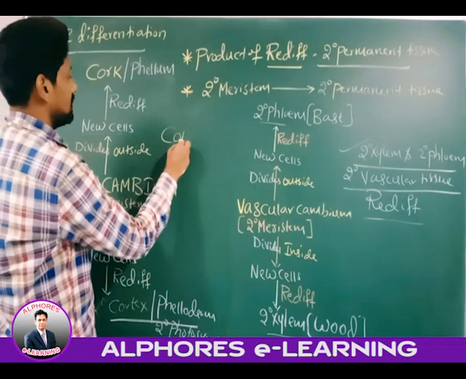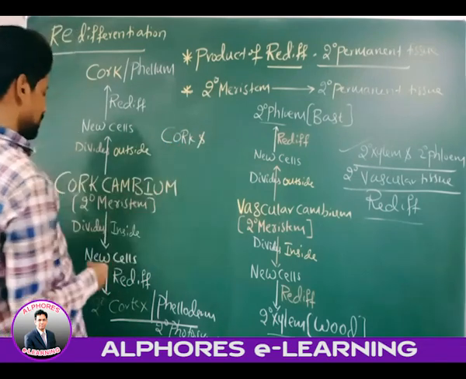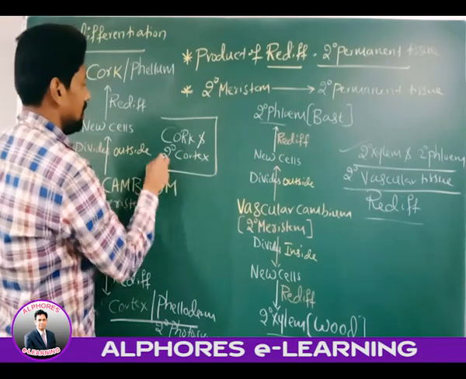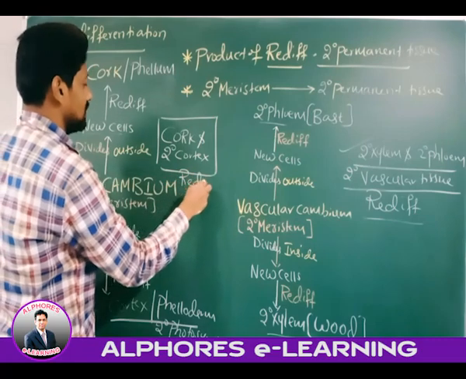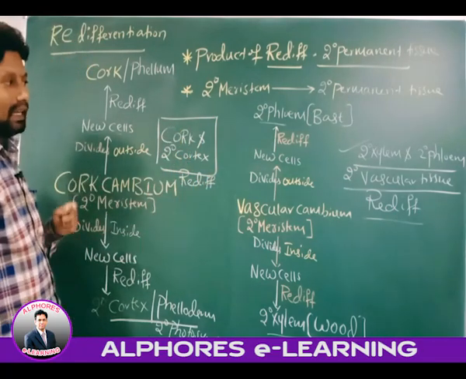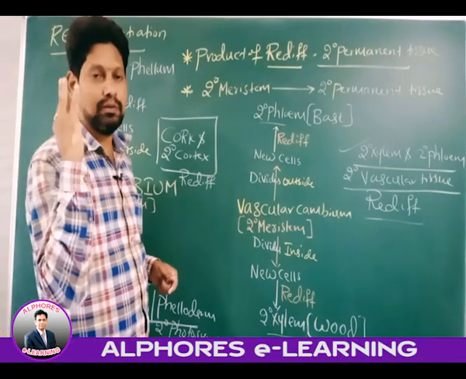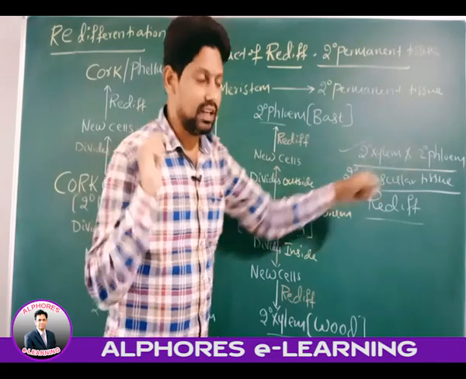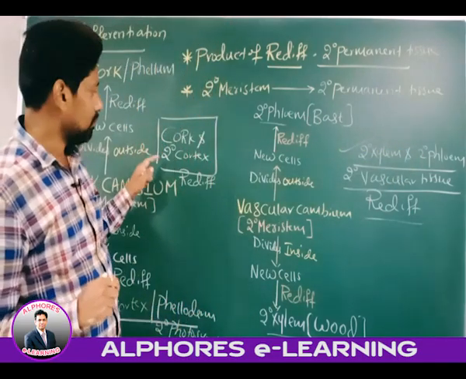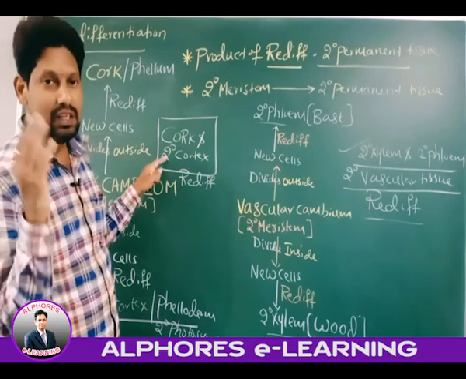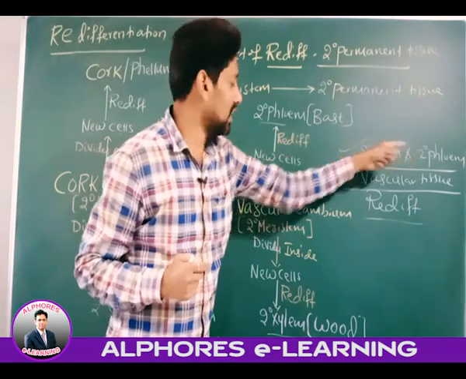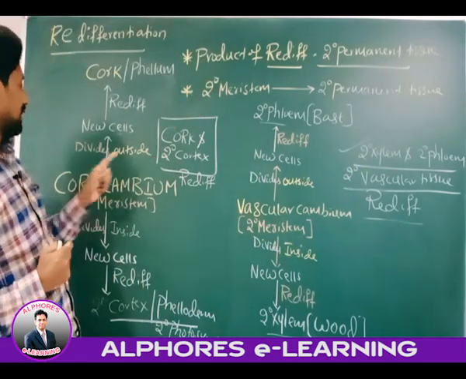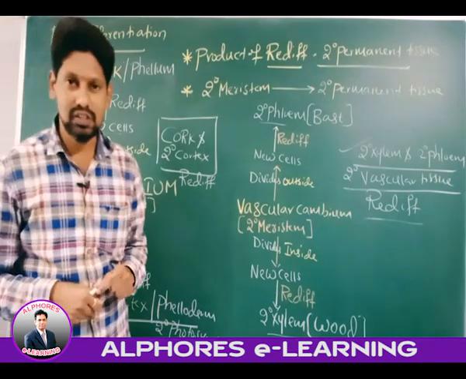Therefore, cork and what more? Secondary cortex. Cork and secondary cortex are examples of which process? Redifferentiation process. Till now, we got 4 examples for redifferentiation. Number 1, secondary xylem. Number 2, secondary phloem. Number 3, cork. Number 4, secondary cortex. In these 4, secondary xylem and secondary phloem are produced from vascular cambium, whereas cork and secondary cortex are produced from cork cambium. Is it okay? Right? Thank you.